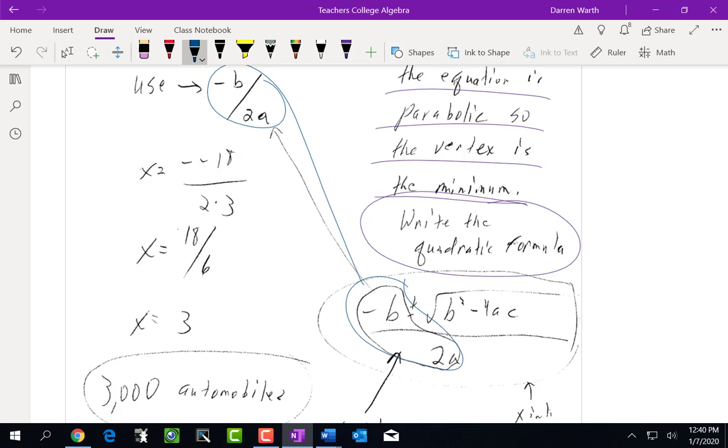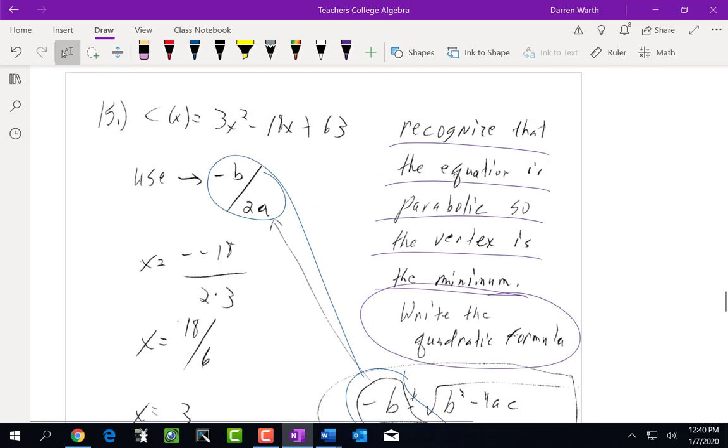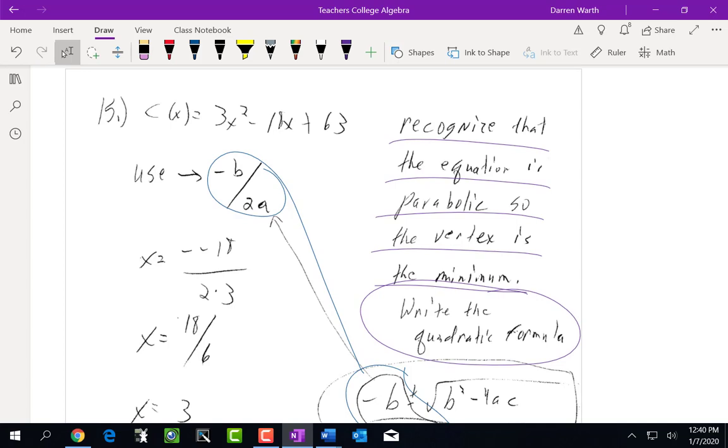To do that, I just need to remember what is a, what is b, and what is c. In this case, this number is a, this number is b, and this number right here is my c. So using negative b over 2a, I've got my negative. Here's my b, which is negative 18. Then I have my 2, and I'm going to multiply that by my a, which is 3.